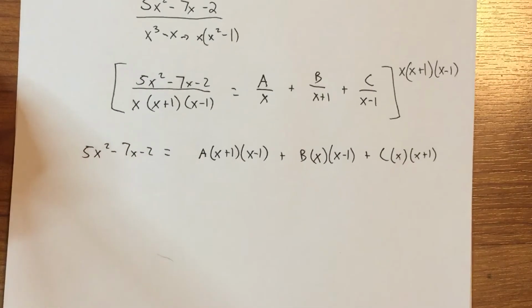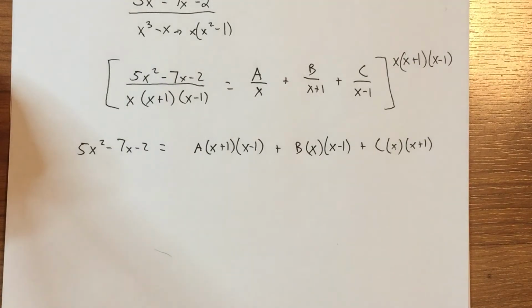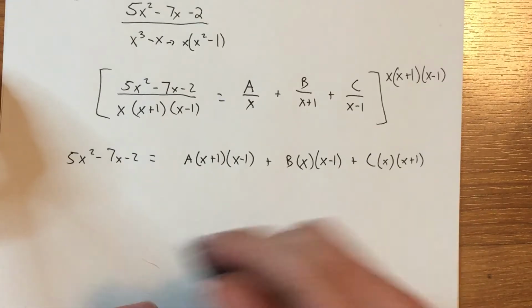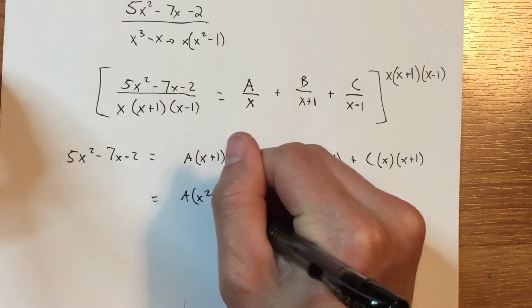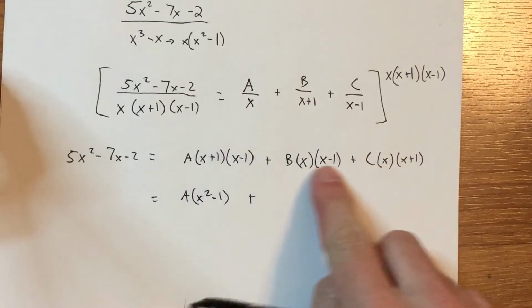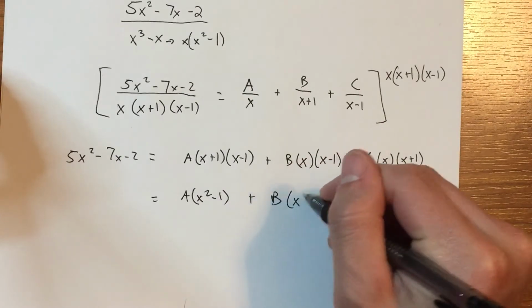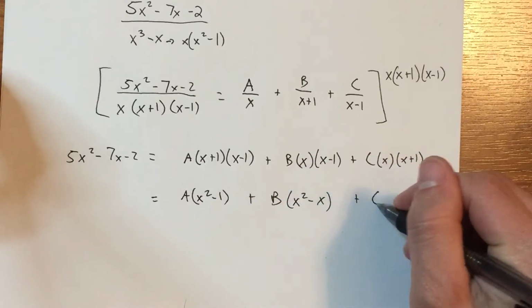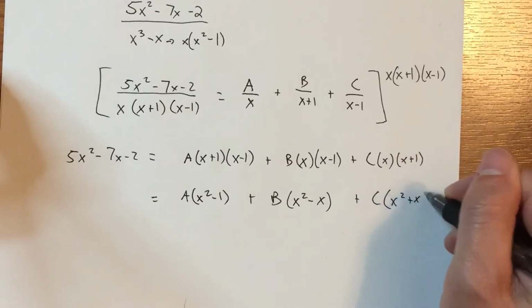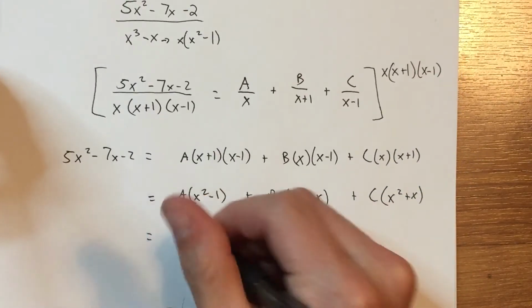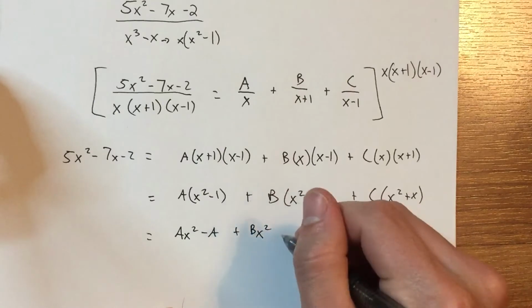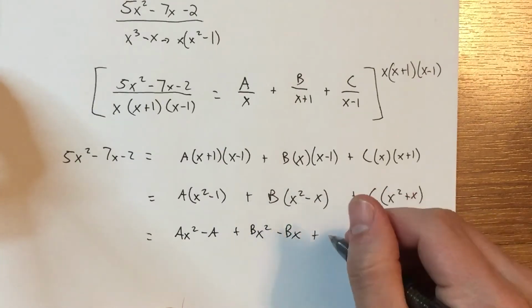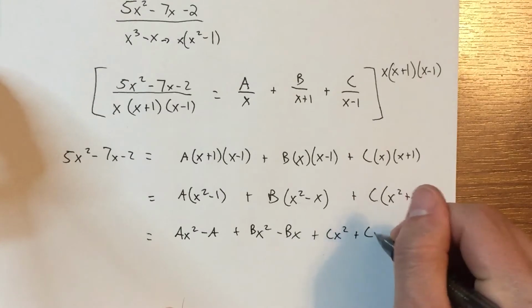Now, the next couple lines is really just going to be me doing basic algebra for simplifying. So, first and foremost, I'm going to multiply my x terms, and then I'll distribute the A, B, and C. So, A times x squared minus 1, B times x squared minus x, C times x squared plus x. Let's distribute our A, B, and C values. We'll get Ax squared minus A plus Bx squared minus Bx plus Cx squared plus Cx.